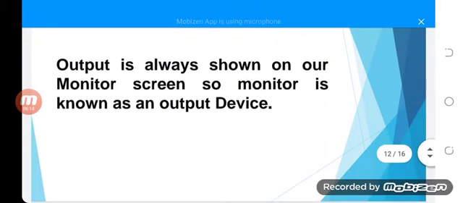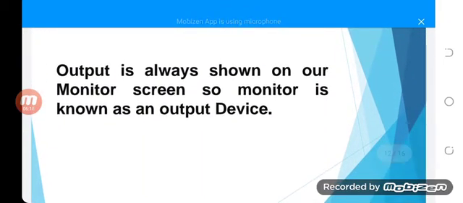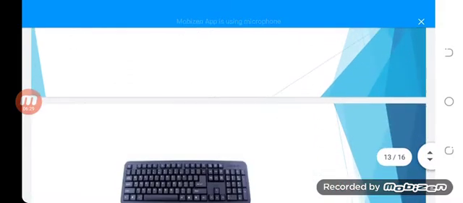Processing in a computer is done by the central processing unit, also known as CPU. Processing is always done by the central processing unit. Then it comes with output. Output is always shown on our monitor screen, so the monitor is known as the output device.